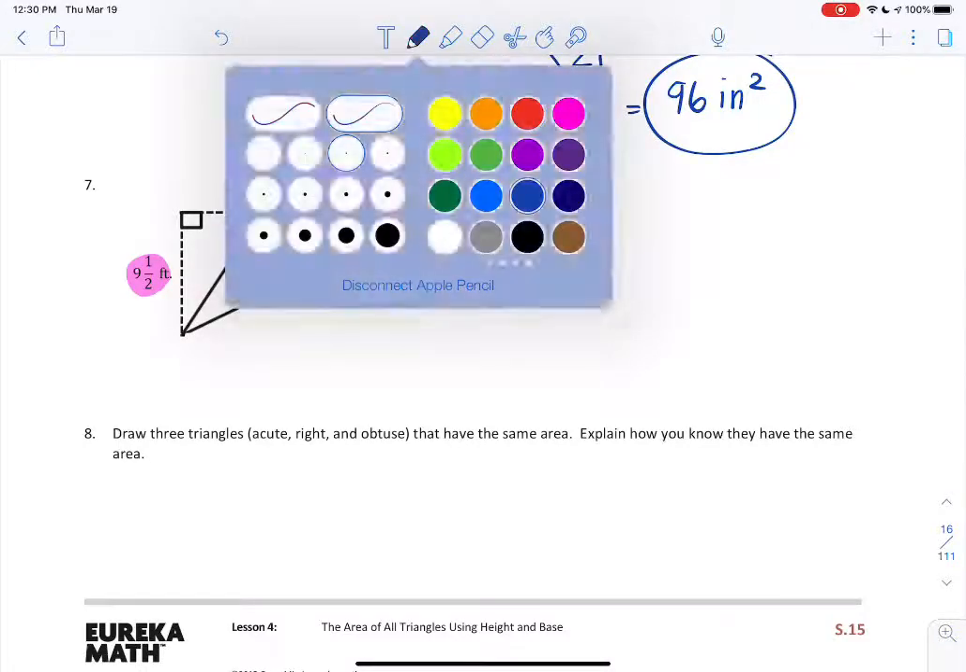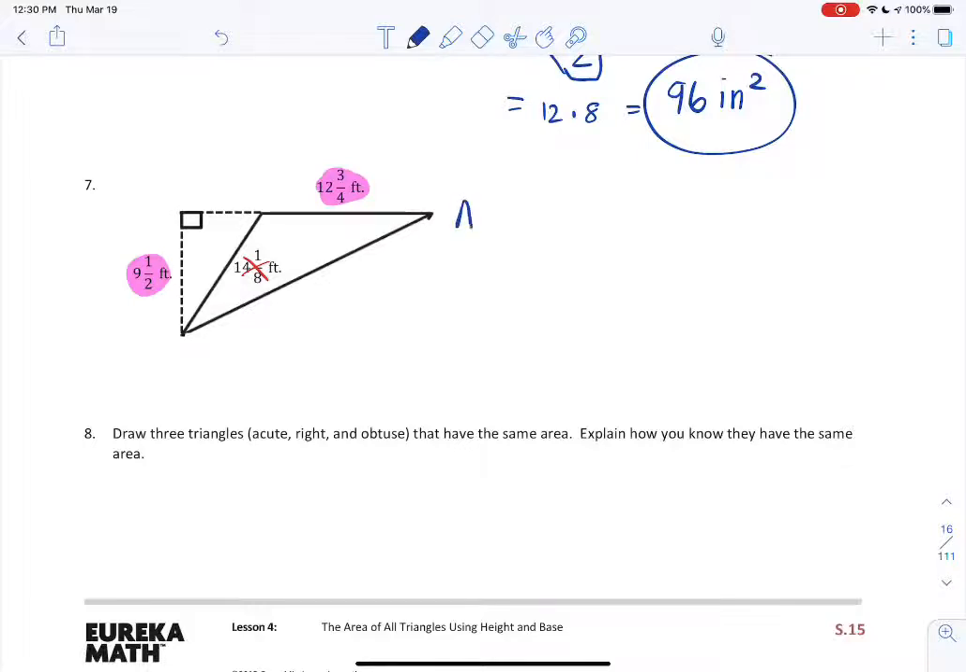So I'm going to revise my formula a little bit. This time, instead of using base times height divided by 2, I'm going to use 1/2 times base times height, which is the same thing. Because 1/2, if I take half of something, it's the same as dividing by 2. And the reason I'm doing this is because this is a fractions problem, and I think it's going to be much easier to deal with.